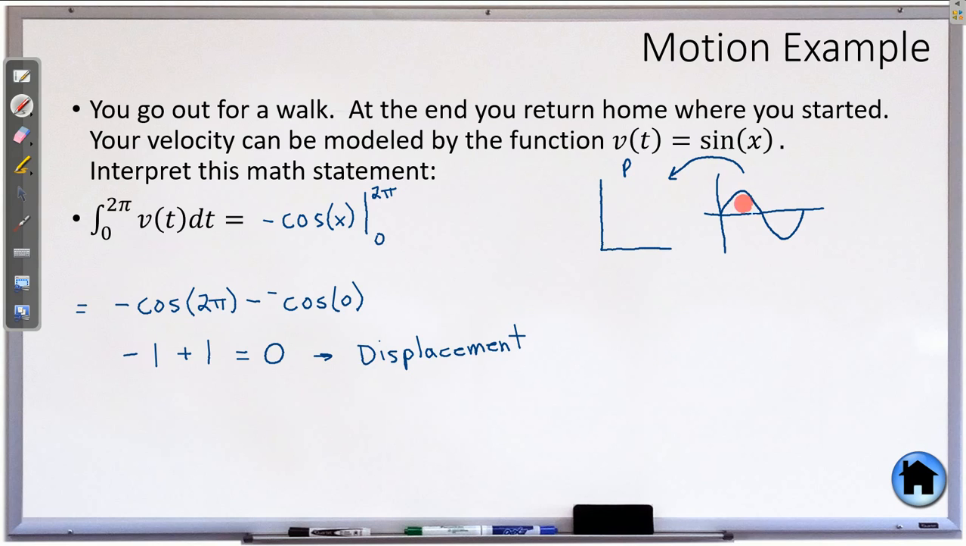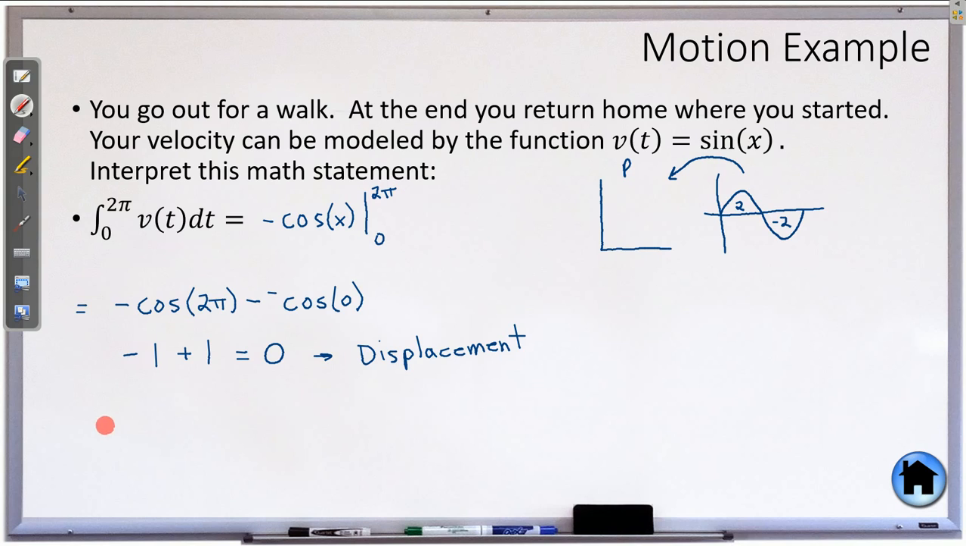Okay, so I think the area here is 2 and the area here is negative 2. So if you walk forward 2 and you walk backward 2, how far did you go? One answer is 0 because you ended up where you started. That is called displacement. Now you could also say, well, no, you went 4 miles or 4 feet, whatever it happens to be, because you went forward 2, you went another 2 in a different direction. That's a total of 4.